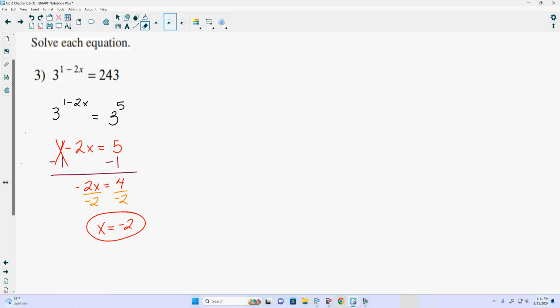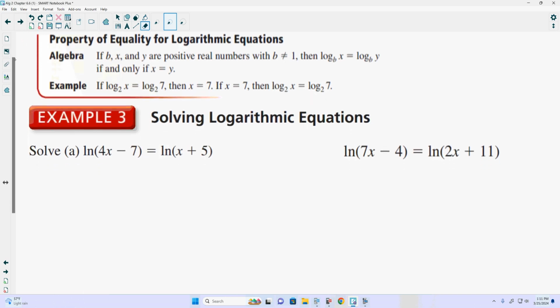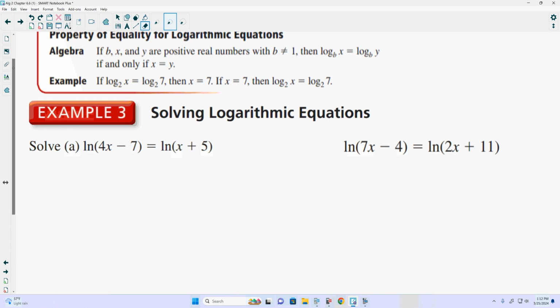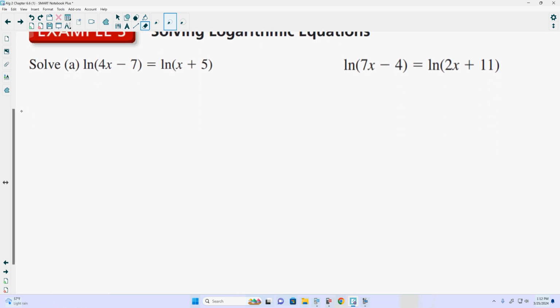Questions on this here? We good with everything so far? We ready for the next part? The property of equality for logarithms, or the one-to-one property: if b, x, and y are positive real numbers, so they can't be 0 and they're not negative, with b not equal to 1, then log base b of x equals log base b of y if and only if x is equal to y. So if the two logarithms are the exact same, then what's inside the logarithms has to be equal. Here, we have one log on either side, and they are the exact same log. So it means that 4x minus 7 has to equal x plus 5.